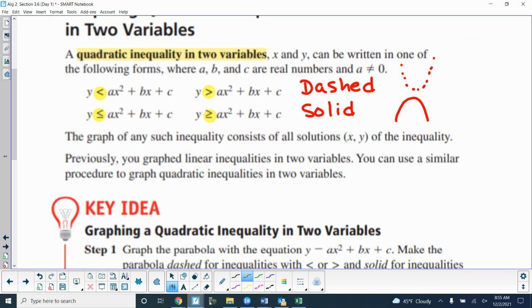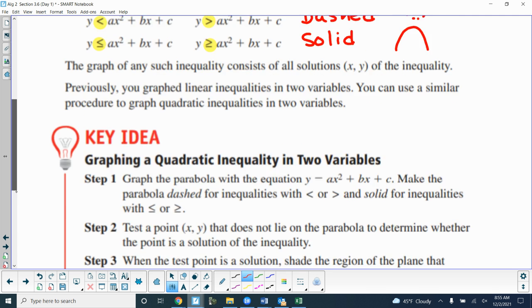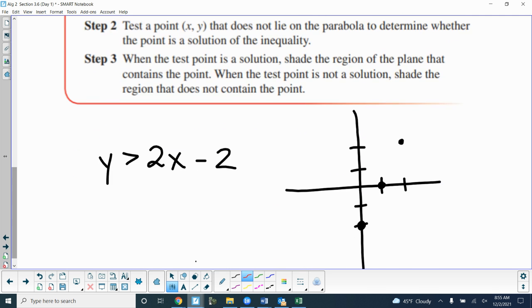What value tells us, Cindy, if it's up or down in our parabola? A, thank you. A positive A value is going to open up, a negative A value is going to open down. So in this situation here, since it's just greater than, it's a dashed line.